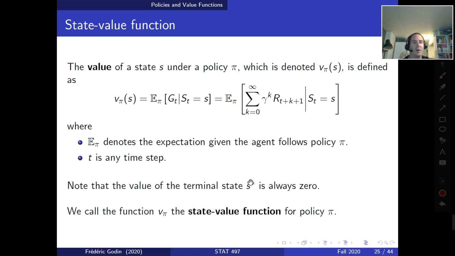One quick note here. The value associated with the terminal state s prime, or the absorbing state, is always 0. Because if you start at some point in state s prime, all future rewards will be 0. So in that case, the value of the terminal state is always 0.